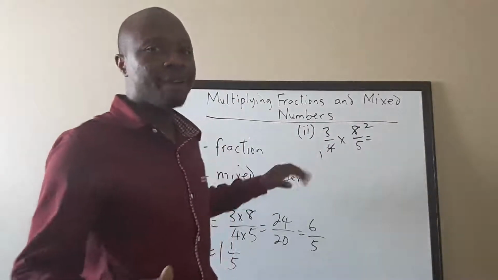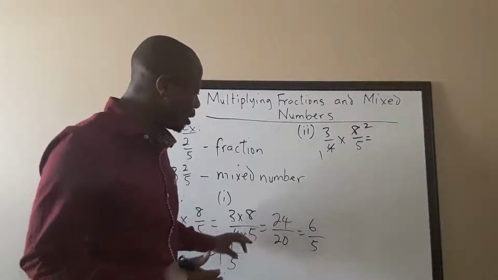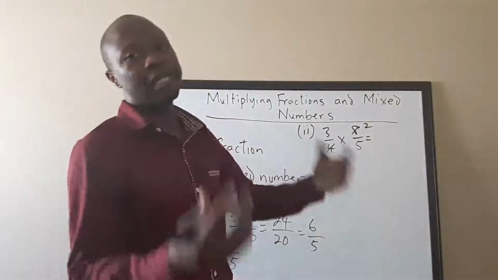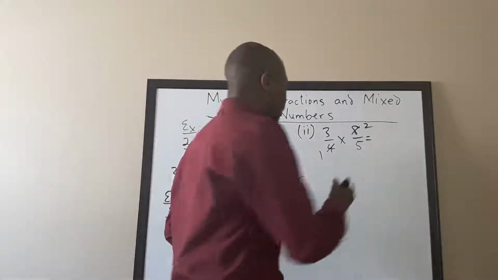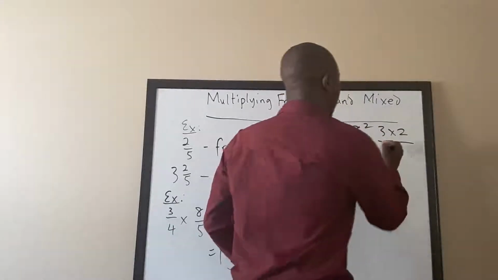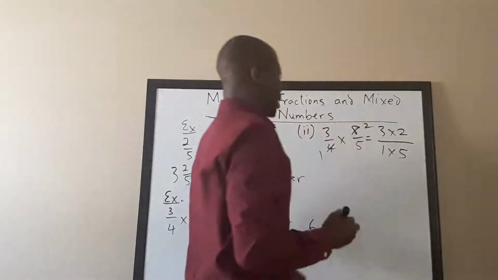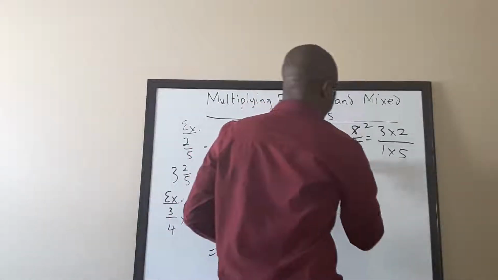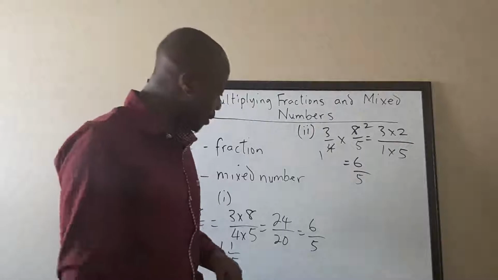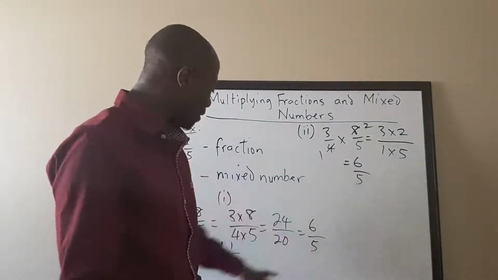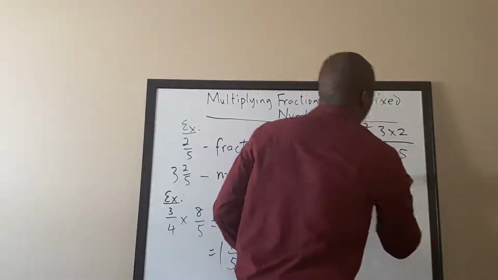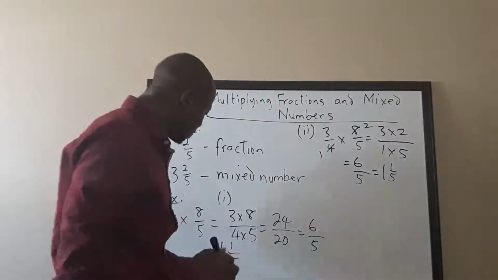So therefore I have to revert back to what we did here, which is write out and multiply the top, write out and multiply the bottom. So the top is 3 times 2, the bottom is 1 times 5. I just multiply, so 3 times 2 is 6, 1 times 5 is 5, and I just have to complete it like here. So 6 over 5 gives you one whole number, 1 over 5. So this is how this one is done.